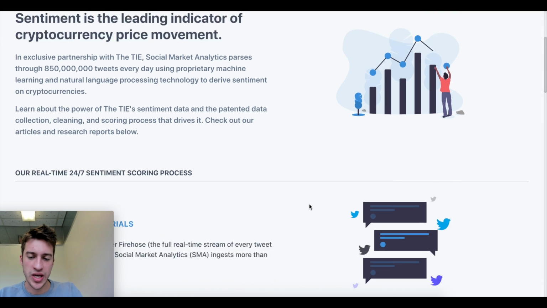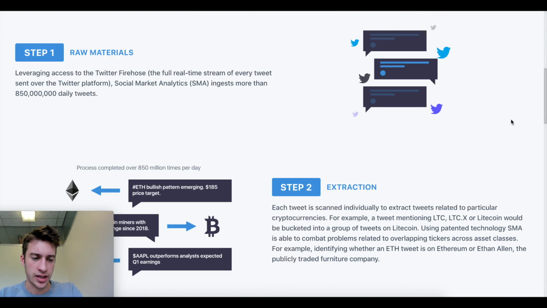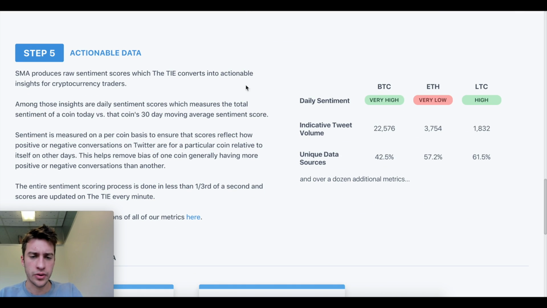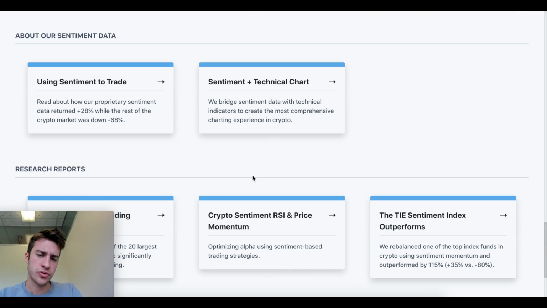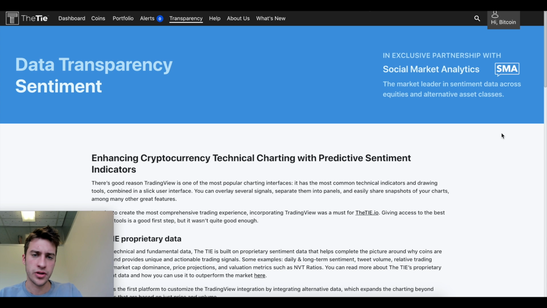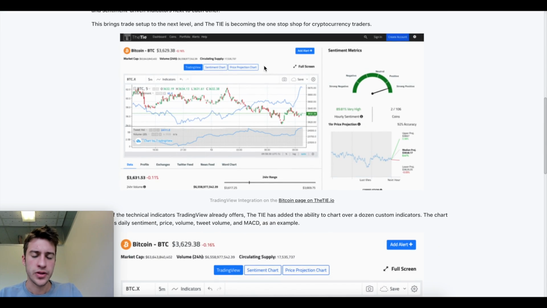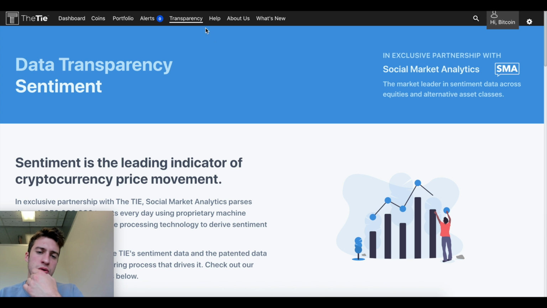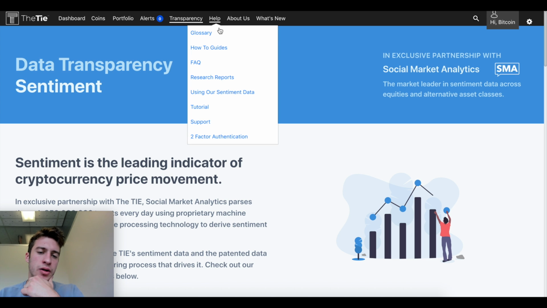They tell you exactly how they get their sentiment, how they use it, how they evaluate it, and how they calculate it. They also offer, hey, do you want to trade sentiment on a technical chart? Here's how you do it, and so on. I just wanted to lead with that to show you a few things that you can do. They have a lot of great data here in transparency and on help.